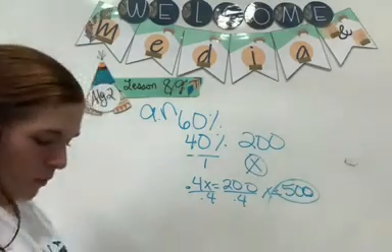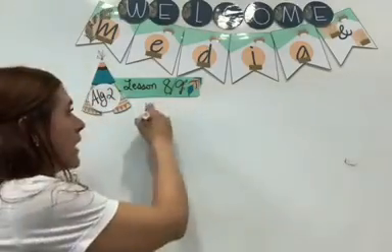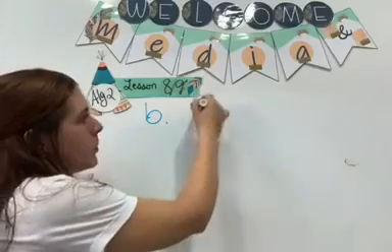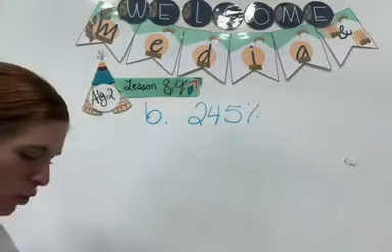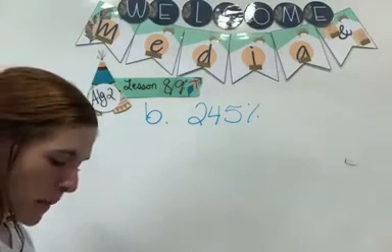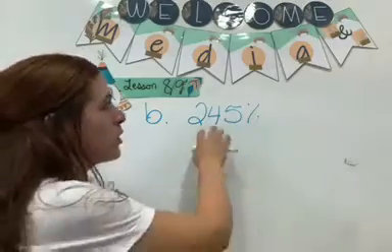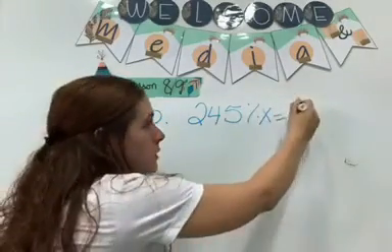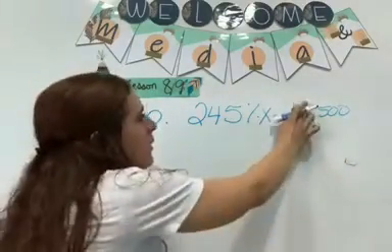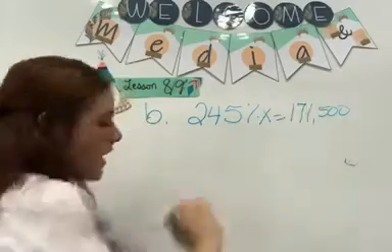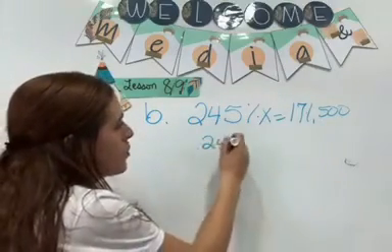Let's look at B. Production increased by 145%. Okay, it's more than 100%, so I'm not going to do any diagram or table, but it's increasing by 145%, so we know it's going to be 245%. If the number of widgets produced this year was 171,500, so it's 245% of x equals 171,500, right? That's the number, 171,500. Okay, then what was produced last year? So then you just solve for x.